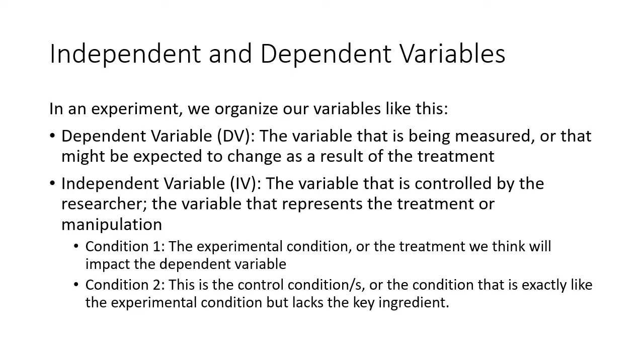The experimental condition, condition 1, would usually be the medicine or treatment that we think will impact the dependent variable. And condition 2 is the control condition, or the condition that's exactly like the experimental condition but lacks the key ingredient. So this is a classic paradigm. It's also called a randomized control trial. It's how most medicines in this country are tested.